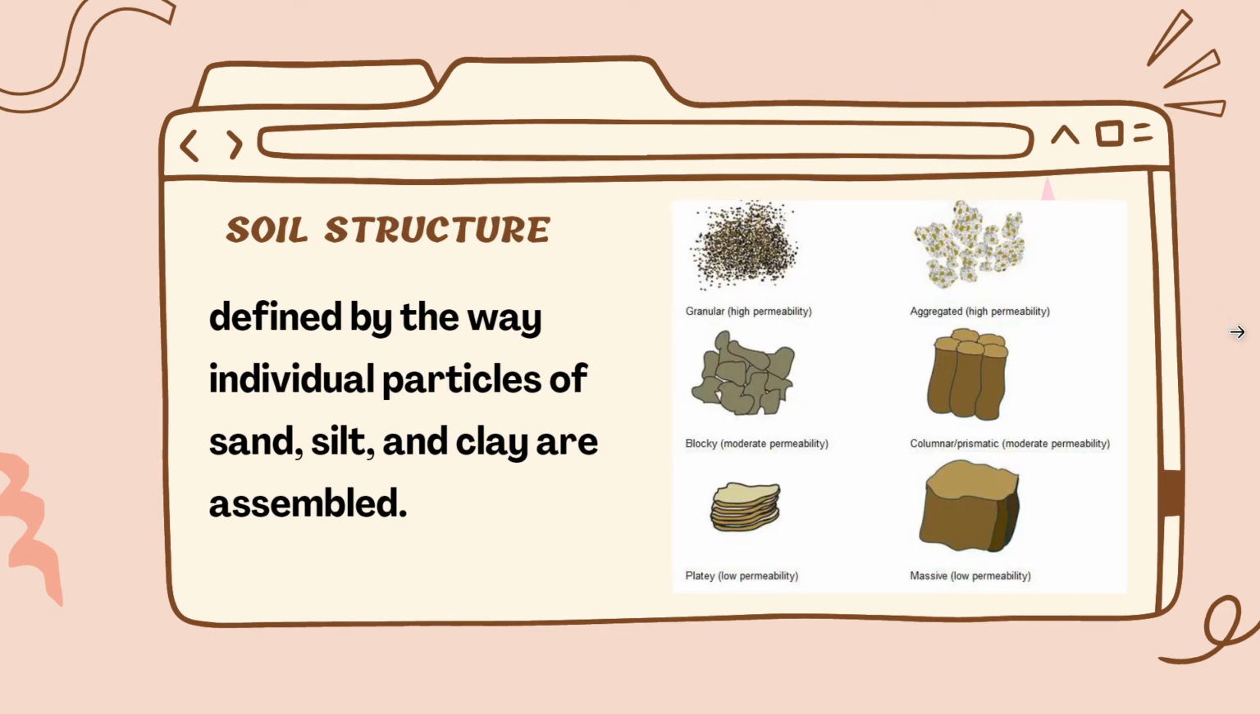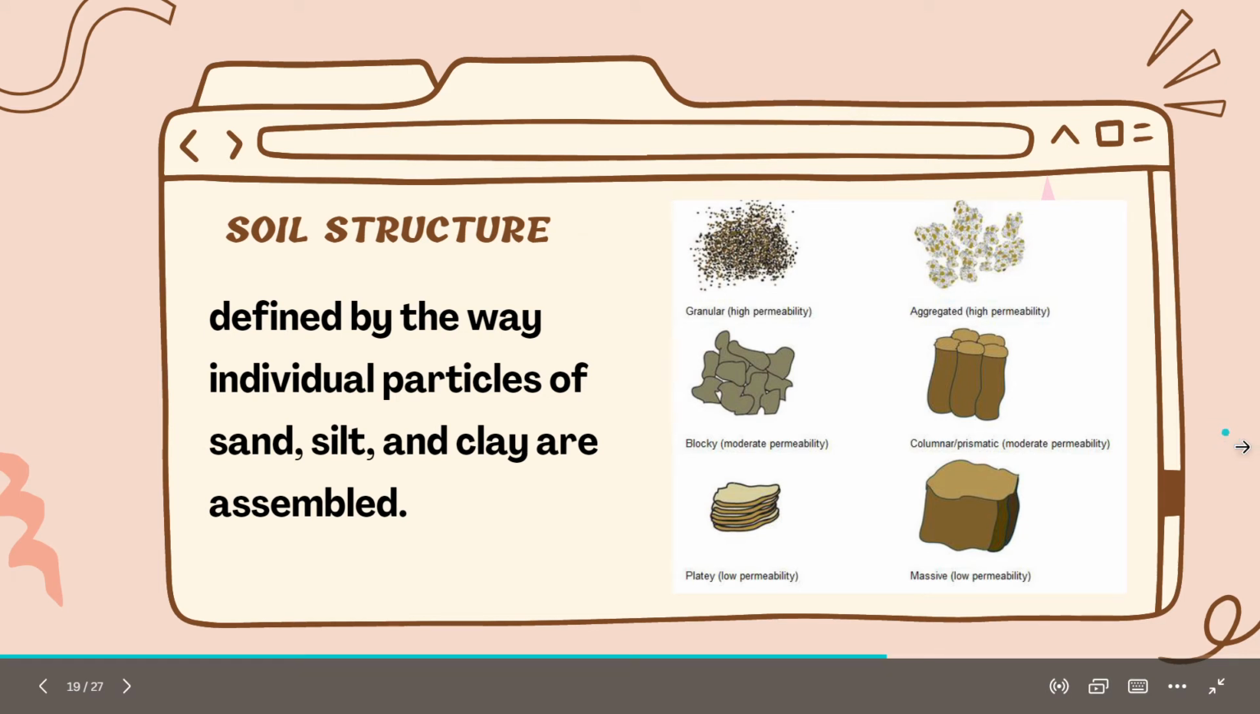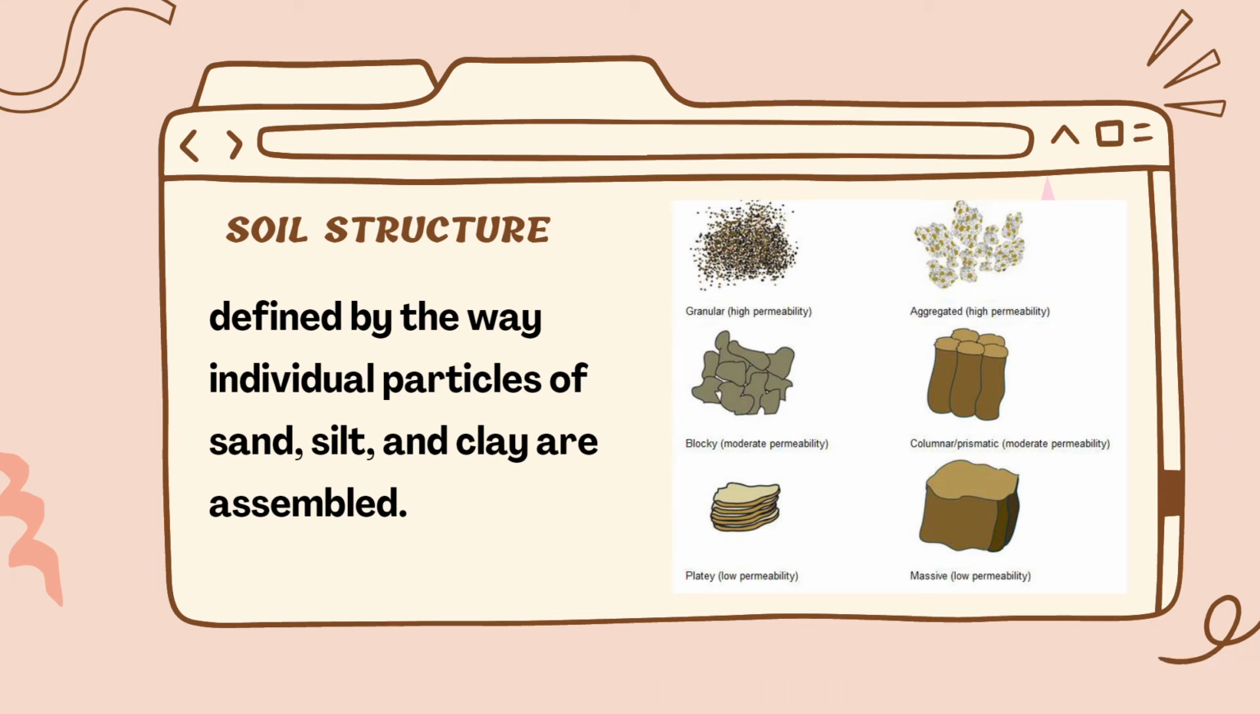Next, soil structure. Soil structure is defined by the way individual particles of sand, silt, and clay are assembled. So, it affects the porosity of soil. It's because the destruction of the soil structure affects the function of its pores. The amount of air-filled pores increases with the reduction of the bulk density. However, the stability and continuity of these pores are low, which affects their functionality. So, that is how it affects the porosity of soil.